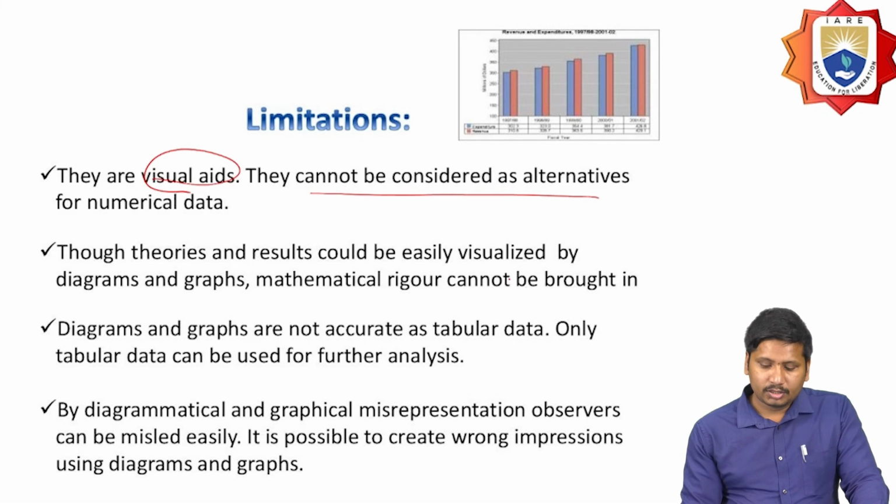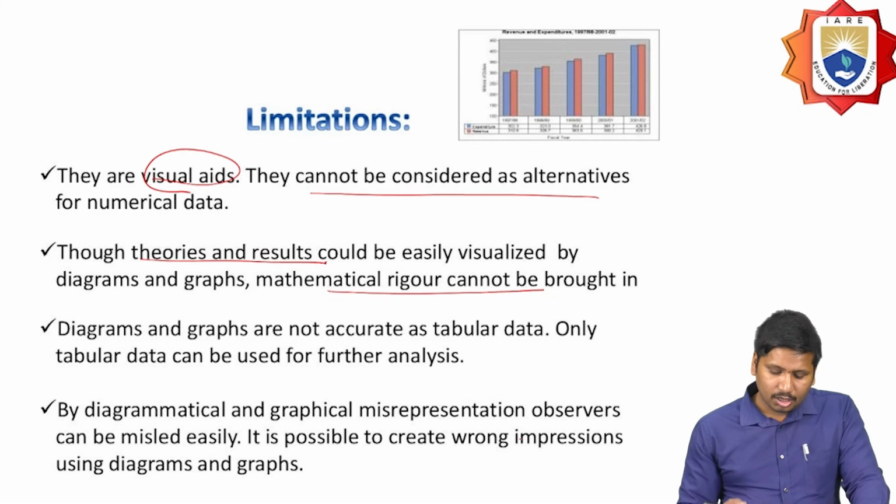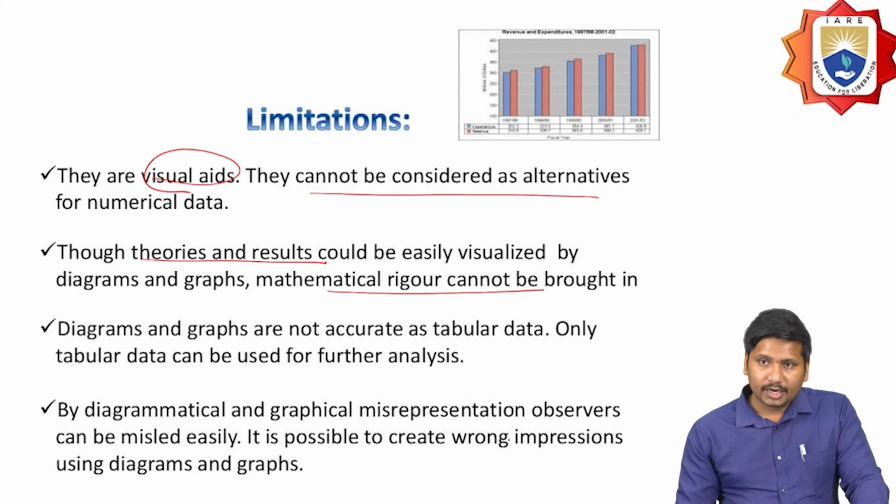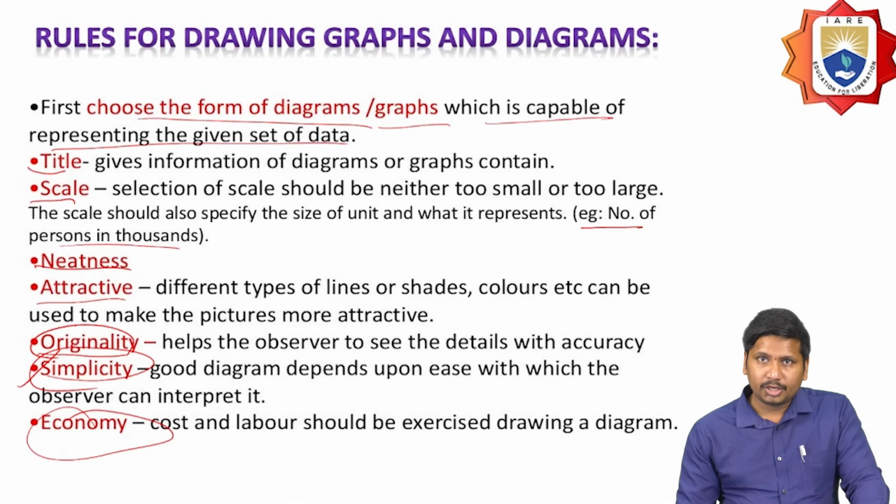So they cannot be considered alternatives for numerical data. Though the theories and results could be easily visualized by diagrams and graphs, the mathematical rigor cannot be brought in, and the graphs and diagrams are not as accurate as the tabular data. Through diagrammatic and graphical misinterpretation, the observers may be led in wrong directions and get wrong impressions. So what rules have to be followed for drawing graphs and diagrams?